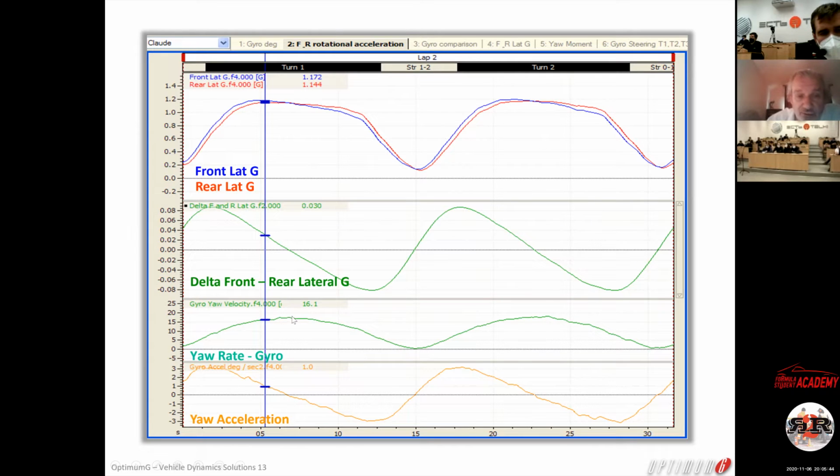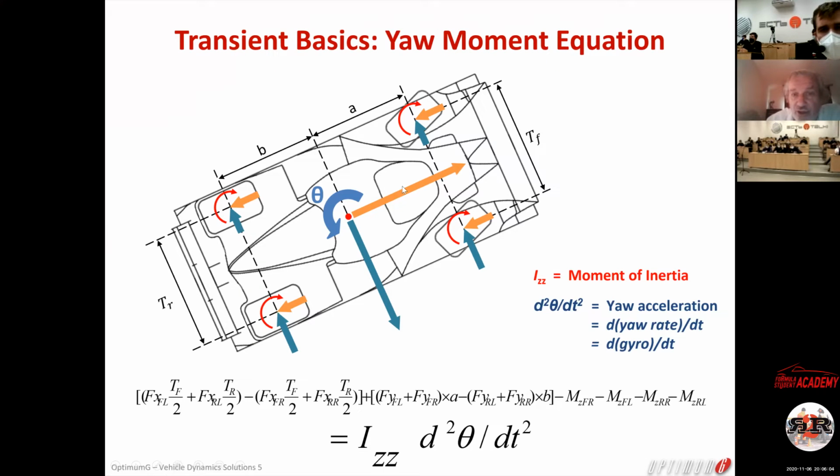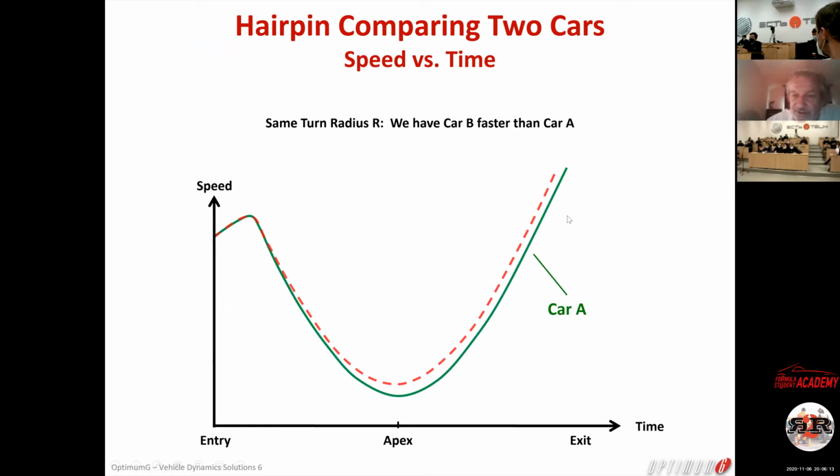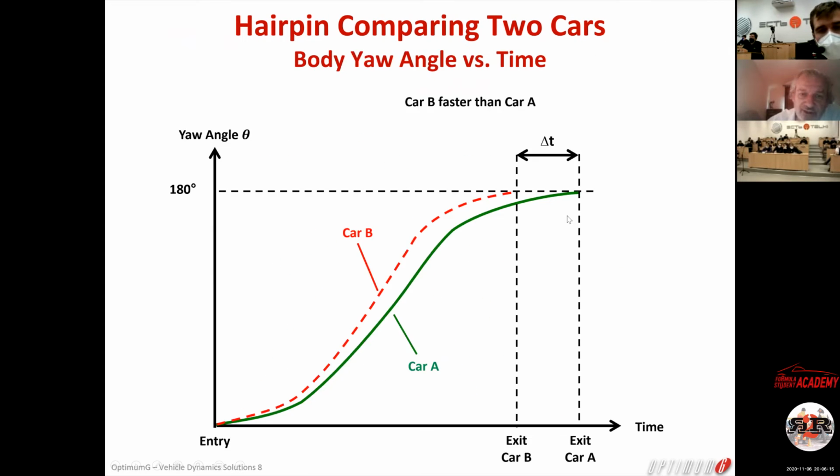Do you agree that at the apex, the yaw velocity is constant? If the yaw velocity is constant, the yaw acceleration is 0. If the yaw acceleration is 0, that means the yaw moment is 0. And if the yaw moment is 0, that means that, again, you have the grip on the front multiplied by A equal to the grip of the rear multiplied by B. So basically, I'm going to go back to my slide here.